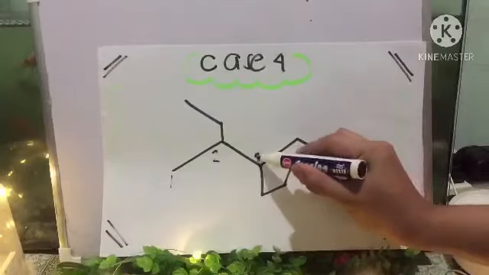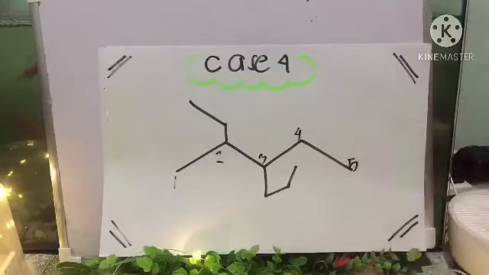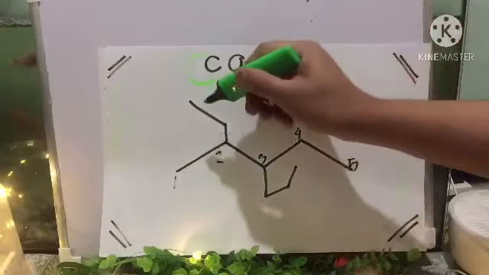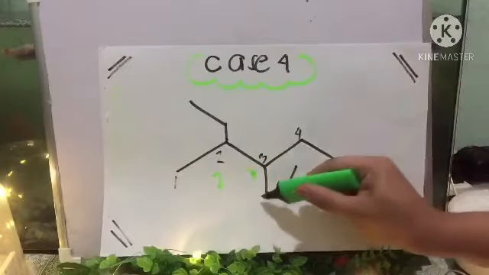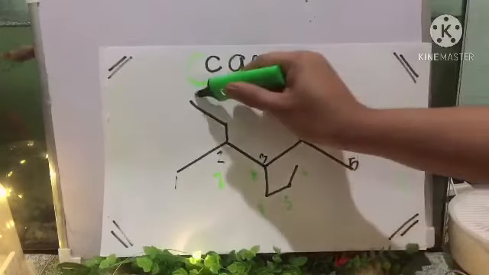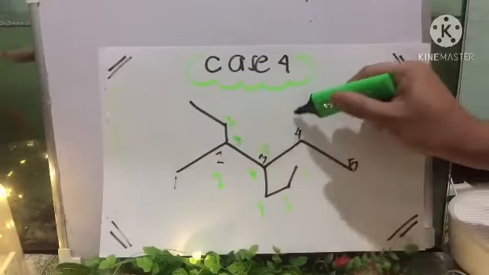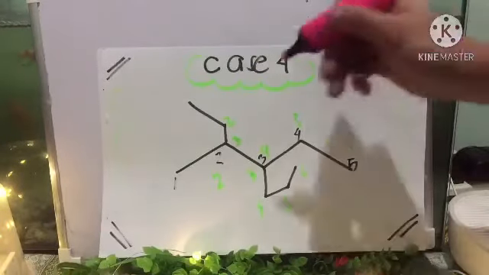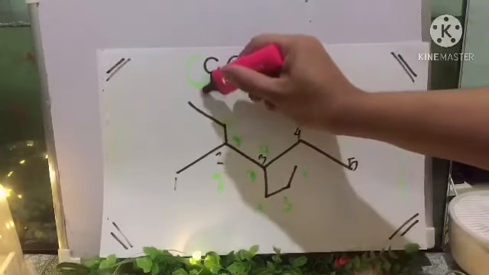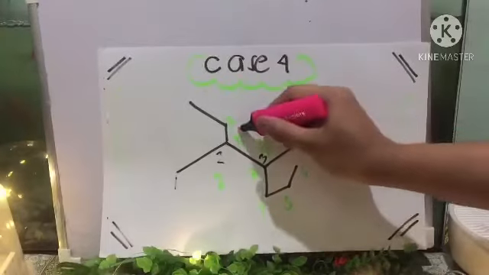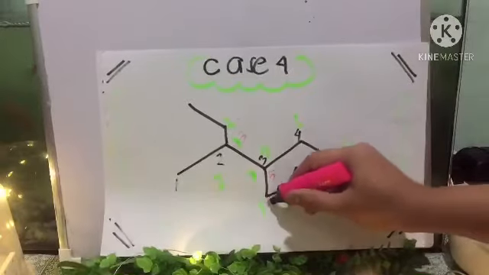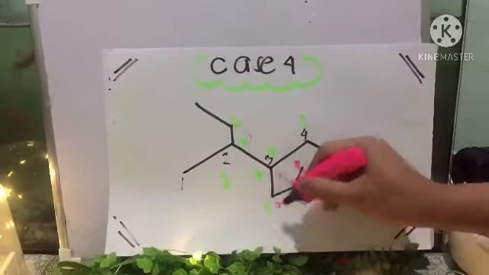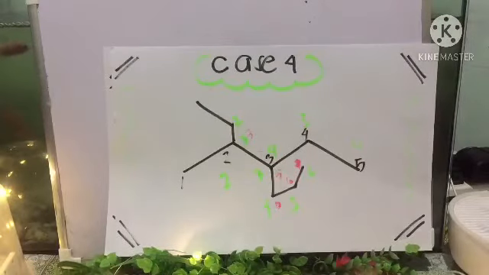1, 2, 3, 4, 5, or 1, 2, 3, 4, 5, 6, or 1, 2, 3, 4, 5, 6, or 1, 2, 3, 4, 5, 6, 7. Okay. So 7 is the longest carbon chain, which is heptane.